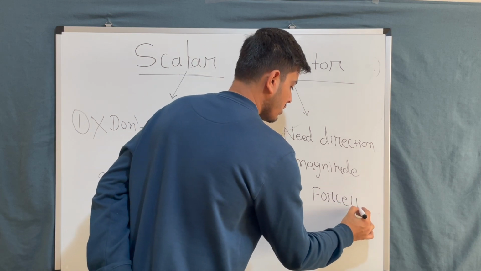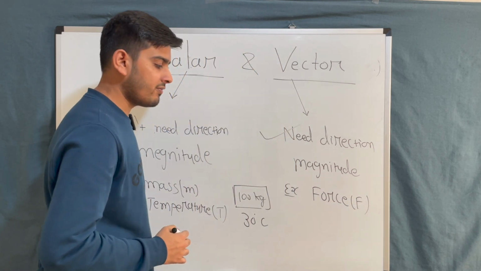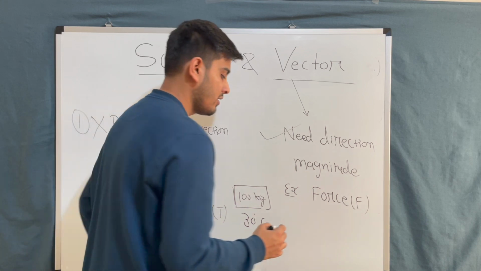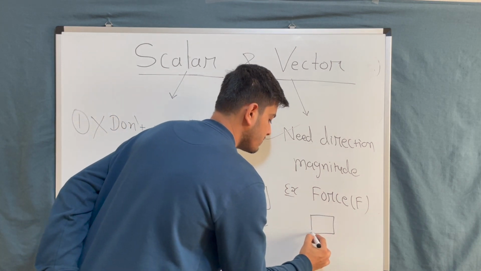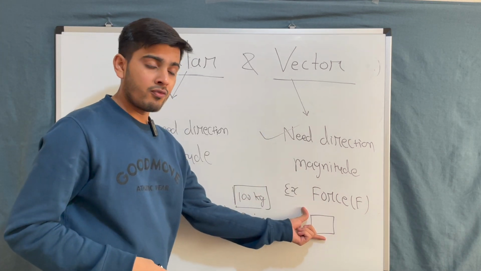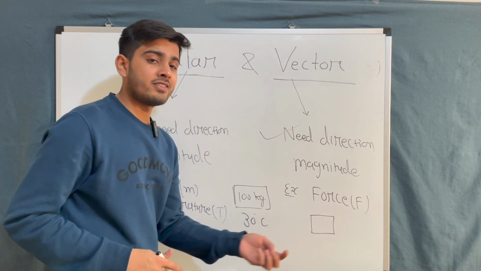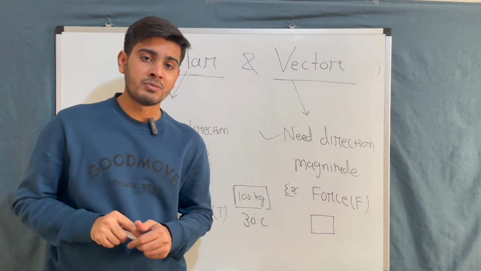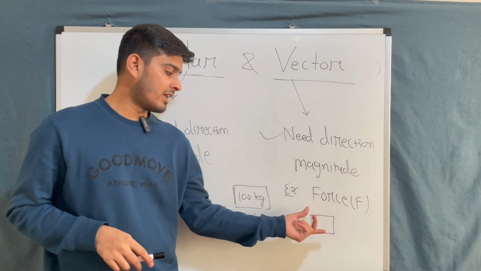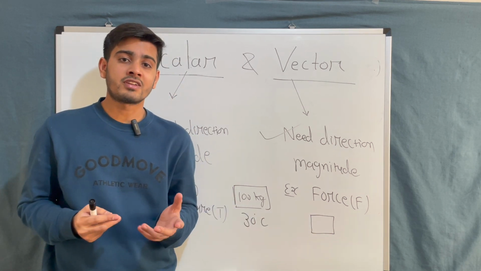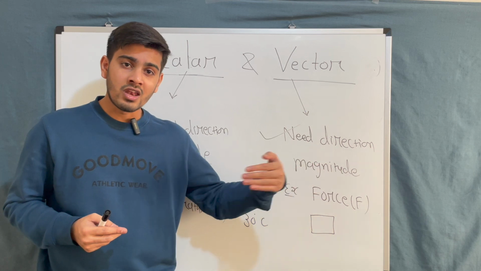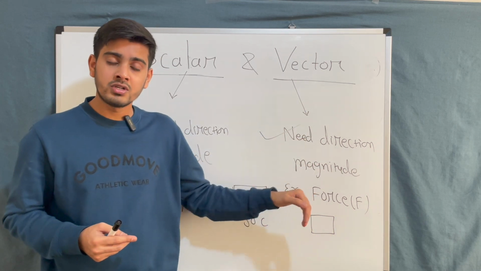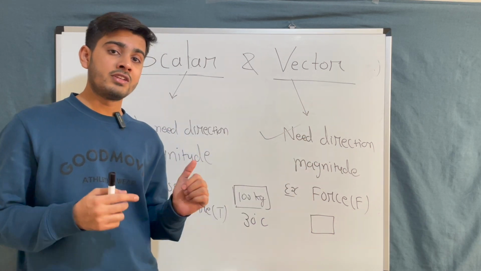Force. The symbol of force is capital F. Let's say there is a box and there is a 5 Newton of force on this box. When I say 5 Newton of force on the box, it's incomplete information because we need direction. 5 Newton of force in which direction? Is it towards right, left, upward or downward? So when we represent force, we need direction.